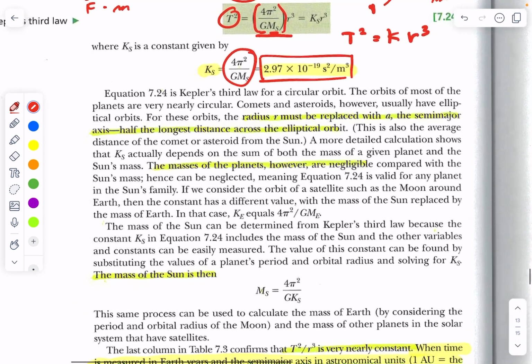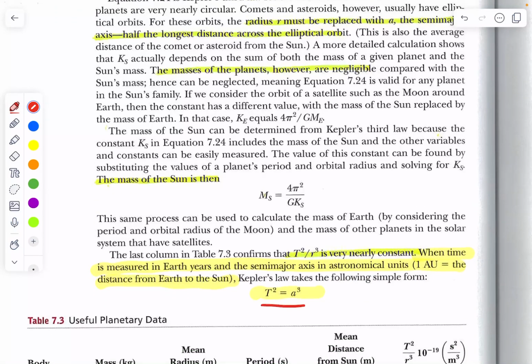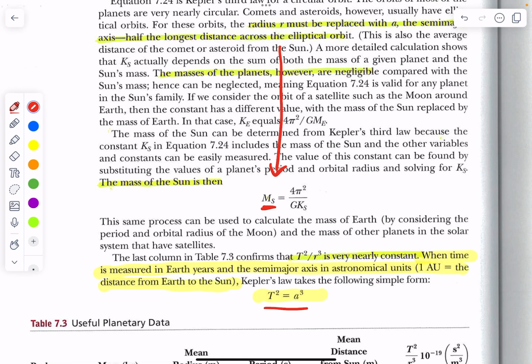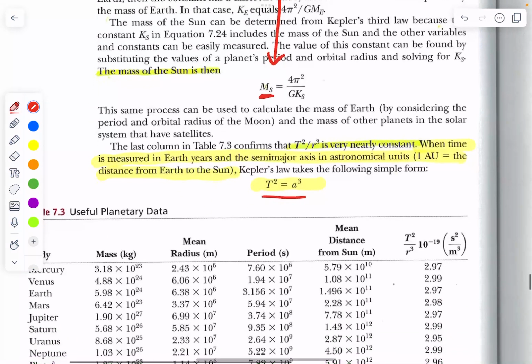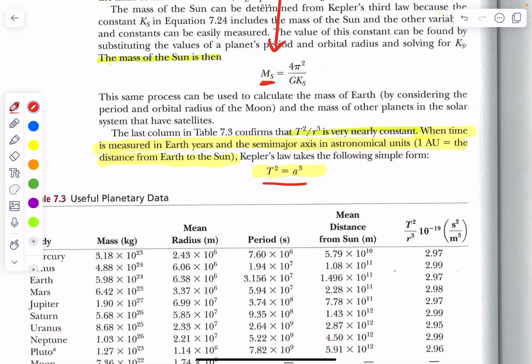Pretty remarkable equation that everything would boil down to that. You can use this equation actually to calculate the mass of the sun, and I'll leave that derivation behind for the sake of time. But you'll notice that the mass of the planet becomes irrelevant because the mass of our planets is insignificant compared to the mass of the sun. And therefore, that would mean that t squared over r cubed should always equal some constant. And we can figure out what that constant is right there.